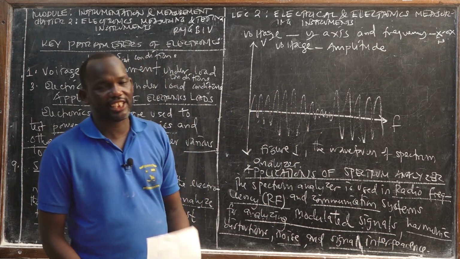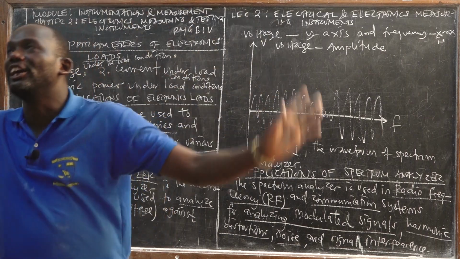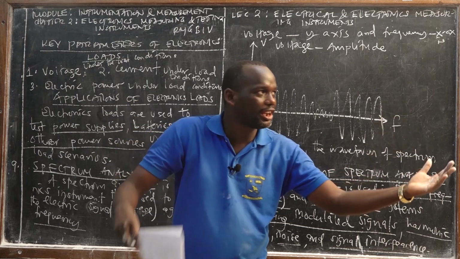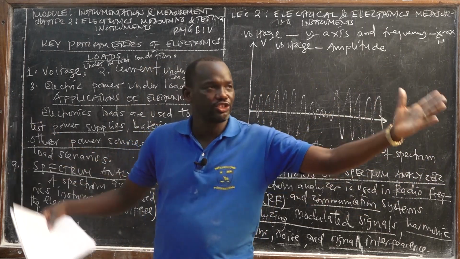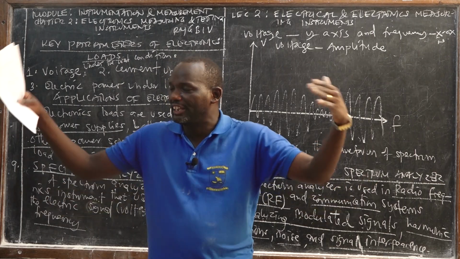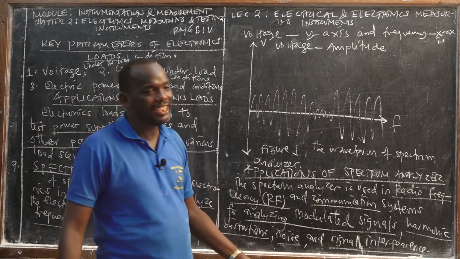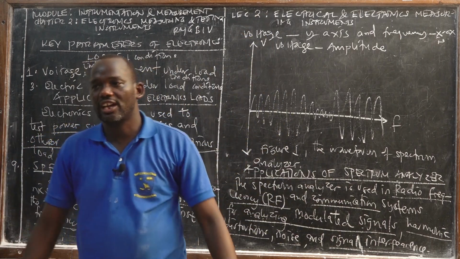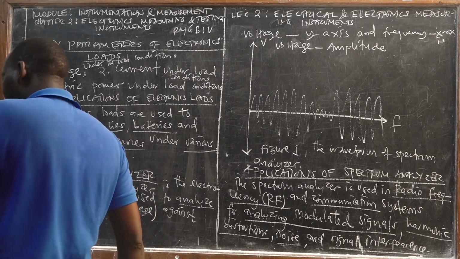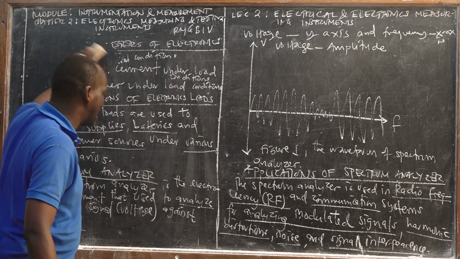Okay? But also it's used to analyze signal interference. Say signal interference. For instance, in this space, there are hundreds of signals being transmitted from south to east, from east to west, from west to east, that's all. So it means that signals may interfere. So the spectrum analyzer might be used to analyze signal interference. Are we together?